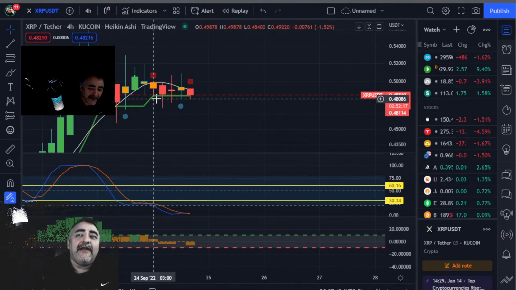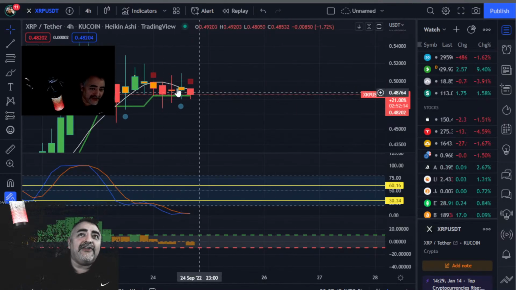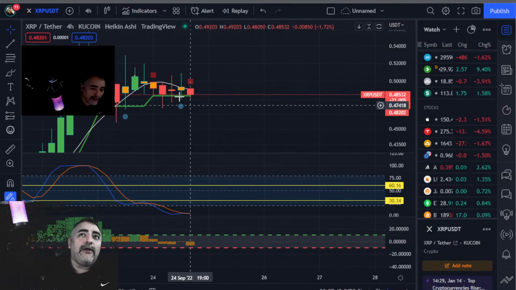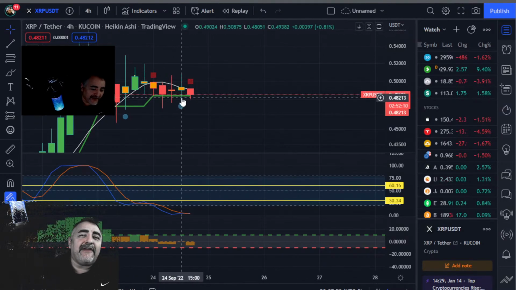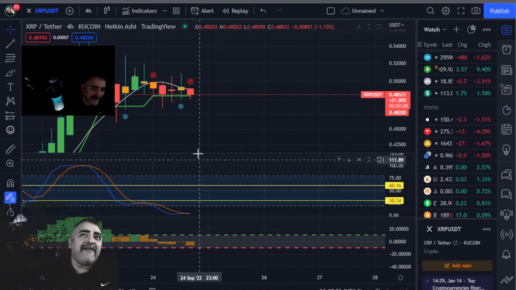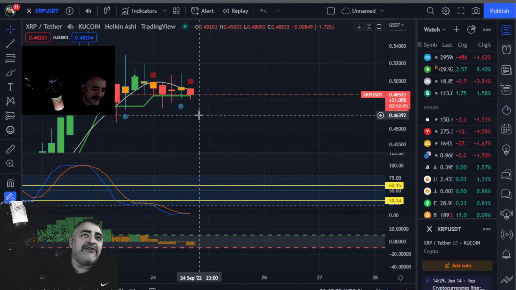So you're good there. Now, we cannot go into a short because of the 2 hours on a short signal, you can't go in a short because the trend is still green, right? So right now we're just consolidating, guys.